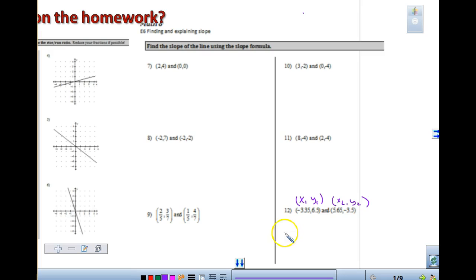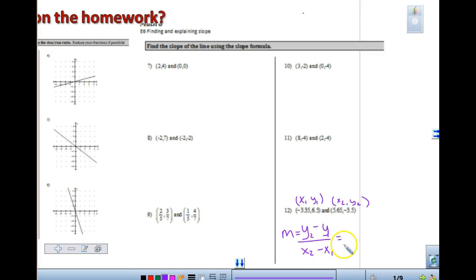Negative 3.5. So what I need to do first in number 12 is write my slope formula. So I am going to start with, Kyle, you remember the formula? You have it written down for me? Yeah. Okay, go. If you did not have this done, make sure you write this formula down and do this problem with us. If you did not have 12 done, this is your time to do it with the work.